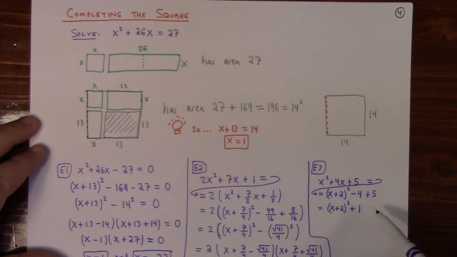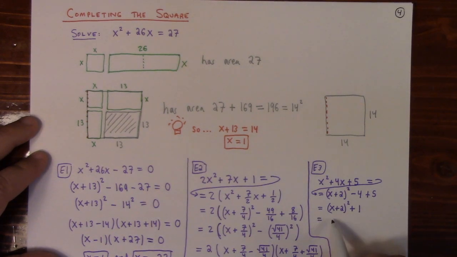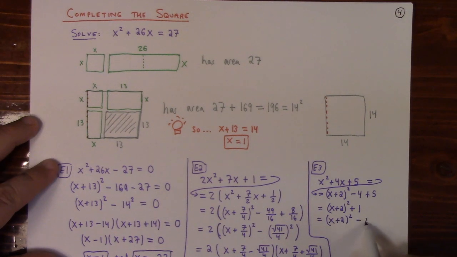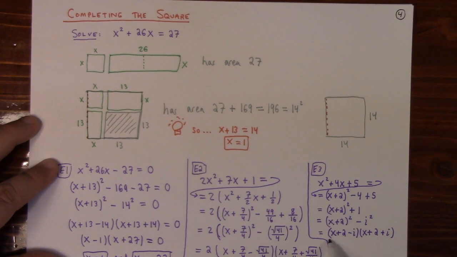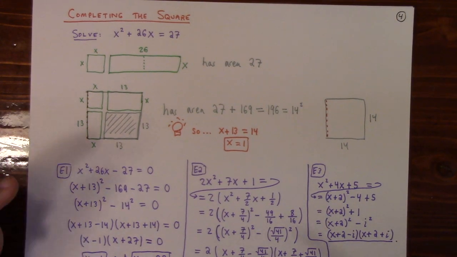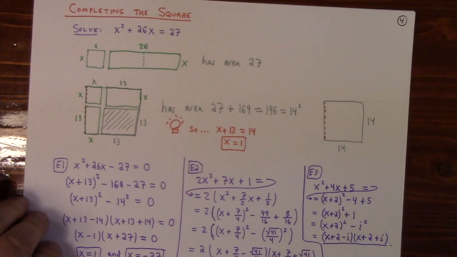However, if we allow ourselves complex numbers, then we can convert anything like this into an imaginary number squared. See, so that's just x plus 2 squared minus i squared, all right? Which then, again, difference of squares, x plus 2 minus i, x plus 2 plus i. So there you go. Completing the square in a nutshell. There it is.